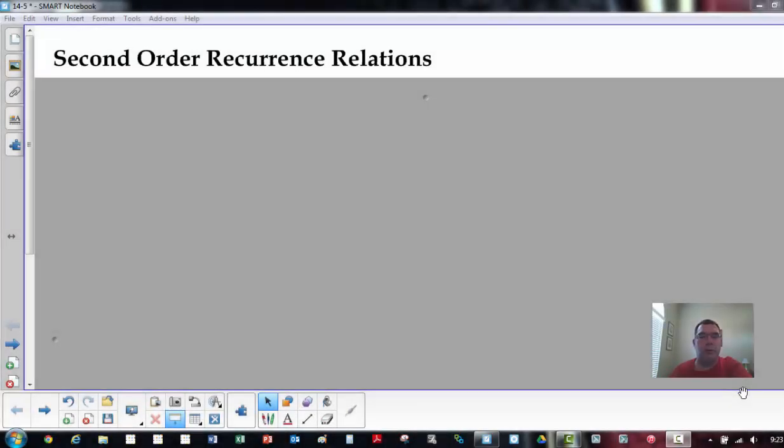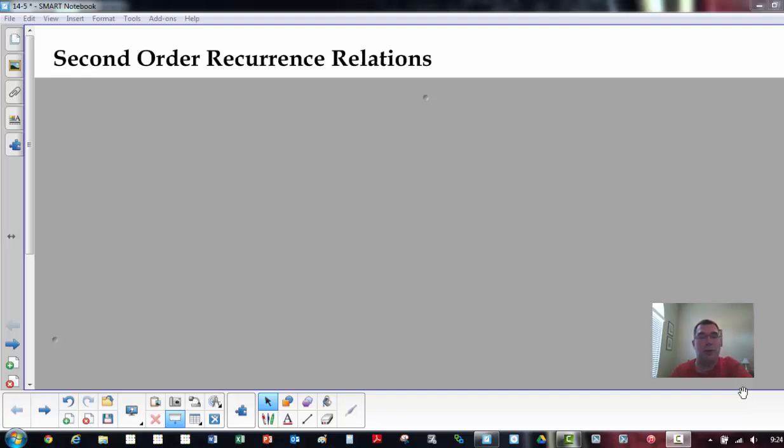Hello again. We are going to move forward in our discussion of recurrence relations. We just finished talking about first order recurrence relations, and now we're going to talk about second order recurrence relations. And if you could guess what that means, it means that every term in a sequence is defined by the first and second term that come immediately before it.